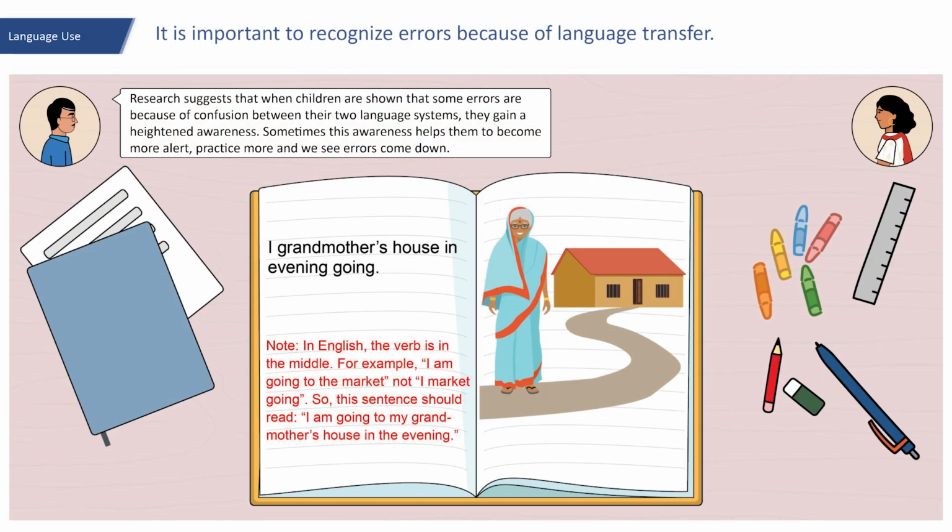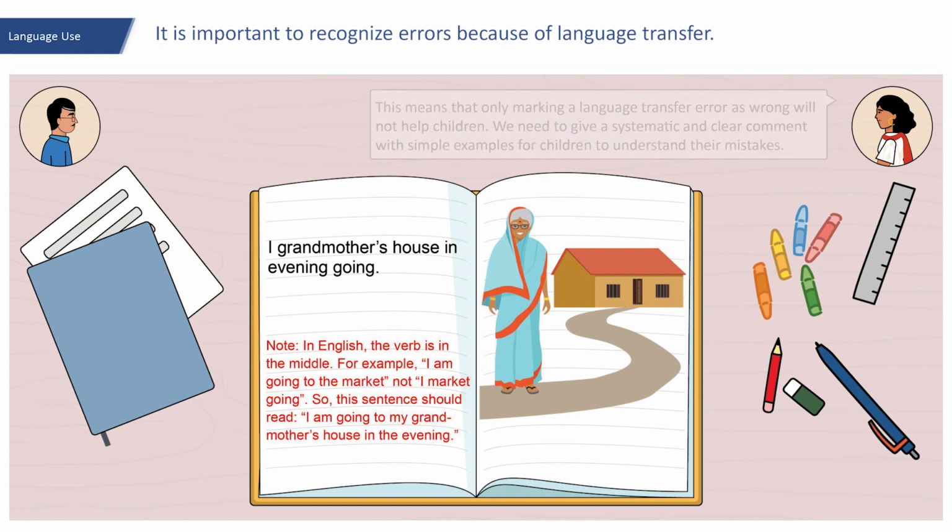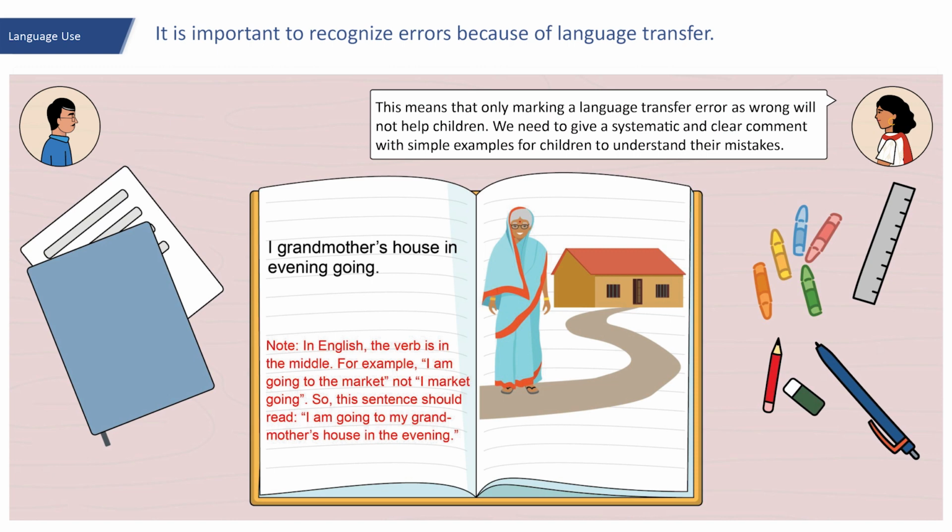Research suggests that when children are shown that some errors are because of confusion between their two language systems, they gain a heightened awareness. Sometimes, this awareness helps them to become more alert, practice more, and we see errors come down. This means that only marking a language transfer error as wrong will not help children. We need to give a systematic and clear comment with simple examples for children to understand their mistakes.